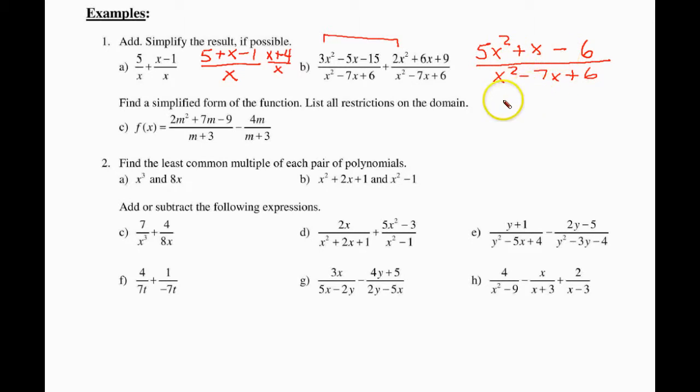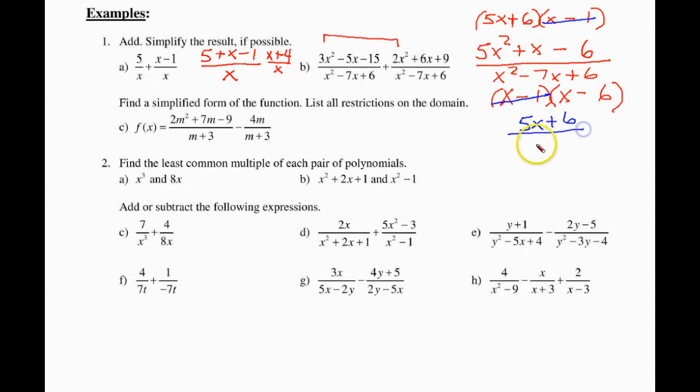Now, as you look at this, you might say, okay, that's our answer, but I see that this denominator is going to be able to be factored. So let's see what happens here. So I factored the bottom and I factored the top. And what do you see here now? Well, the x minus 1's are a common factor, so they will cancel out. So your final answer will be 5x plus 6 over x minus 6.